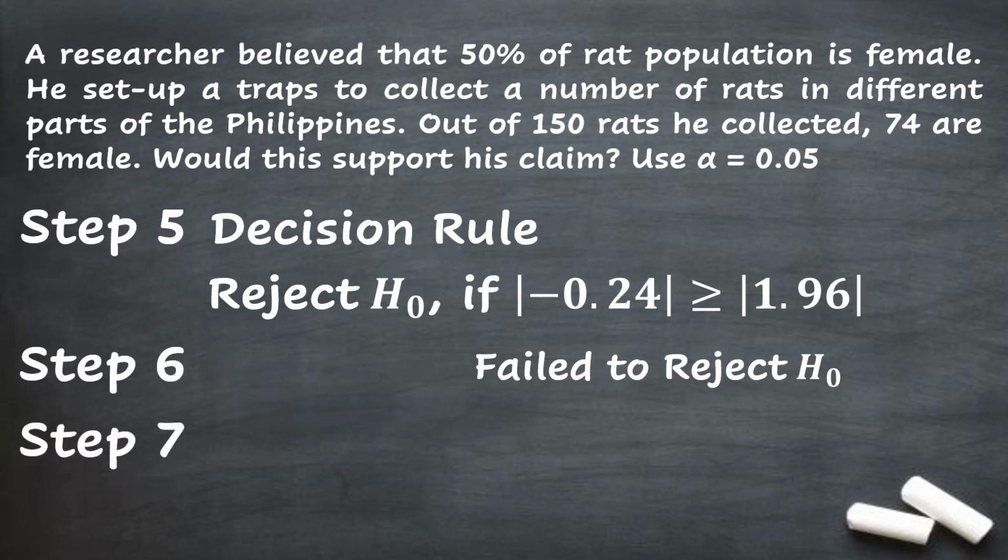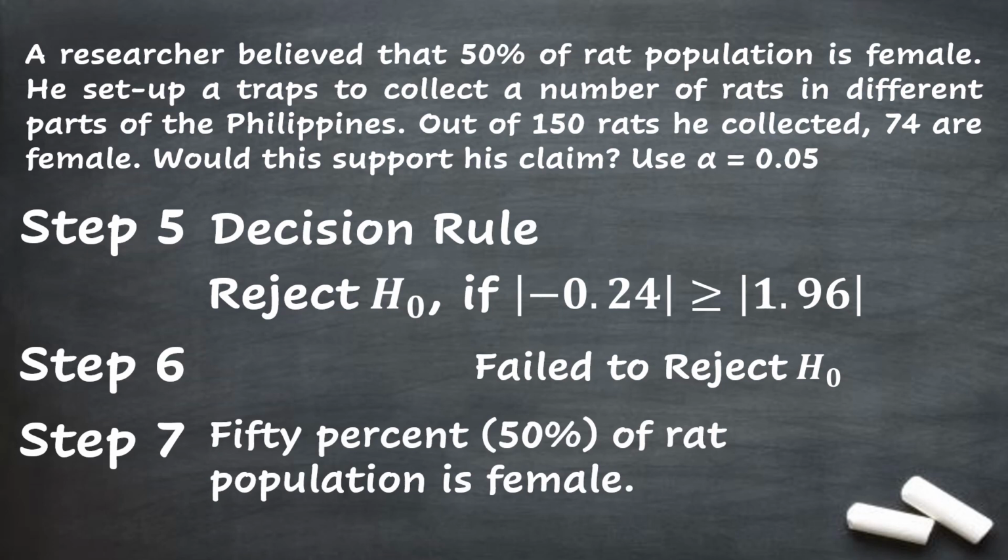The next and last step for this given problem is the conclusion. Since we failed to reject the null hypothesis, our basis for the conclusion will be the null hypothesis, which means that the population proportion is equal to 50%, or in statement form, we can say that 50% of the rat population is female.